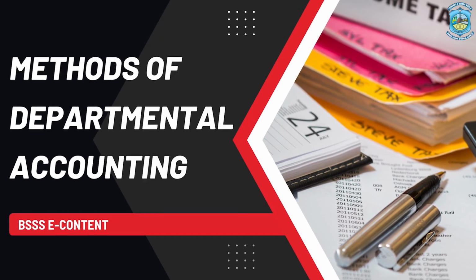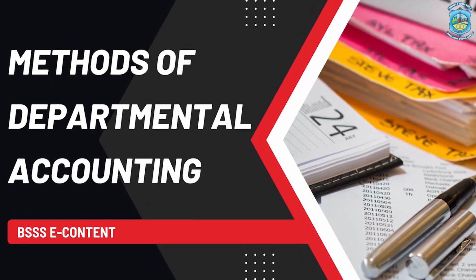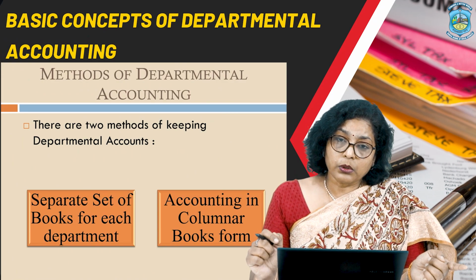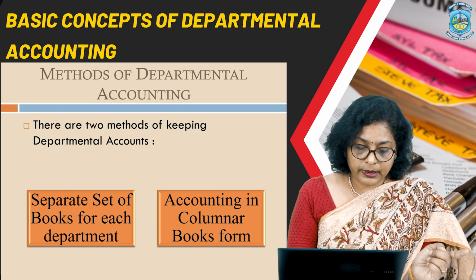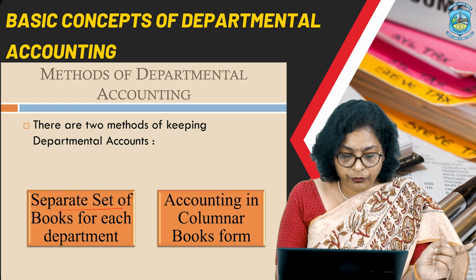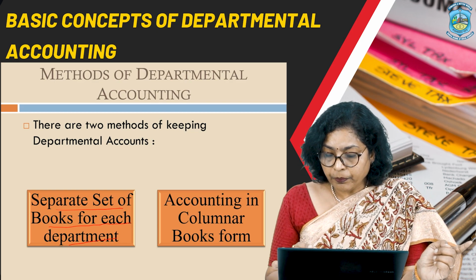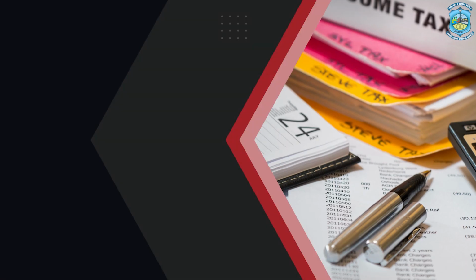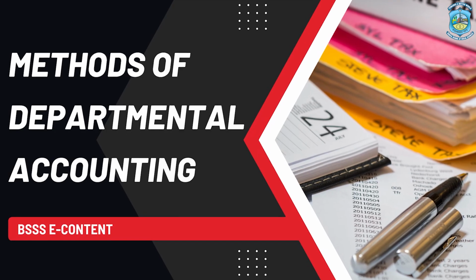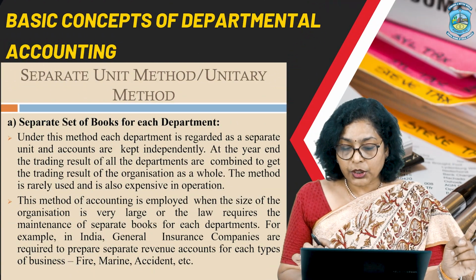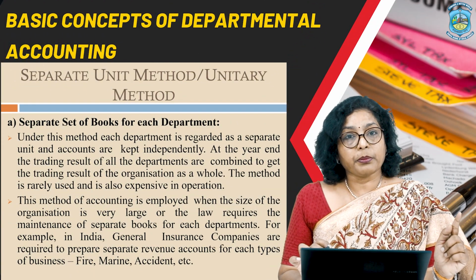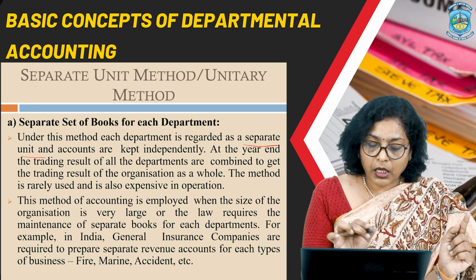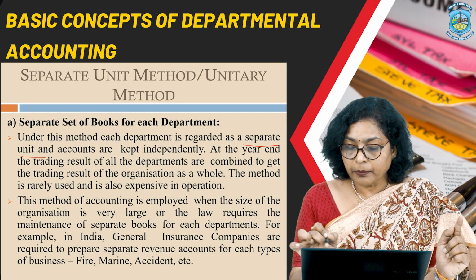Now we'll see how to prepare accounts under departmental accounting. There are two ways of keeping departmental accounts. One is a separate set of books for each department. Second is accounting in columnar books form. In the first method, where we maintain a separate set of books, each department is considered a separate unit and the accounts are kept independently.